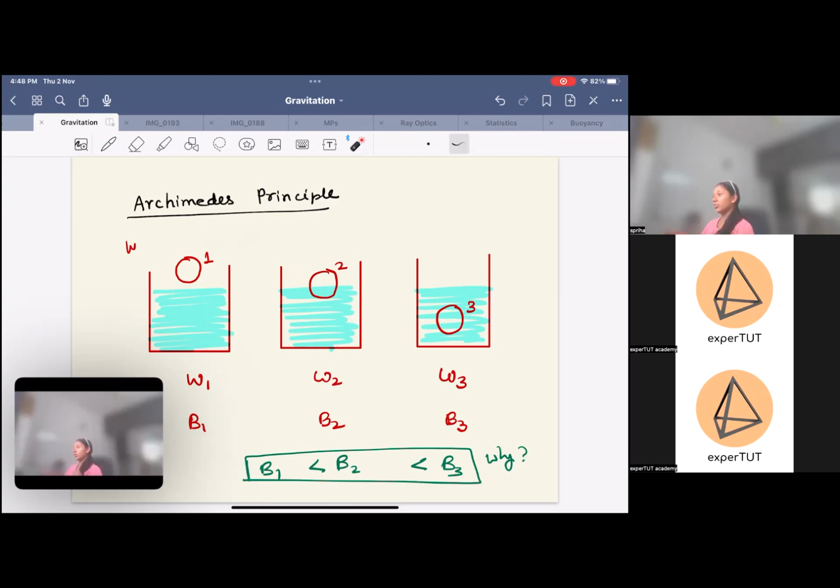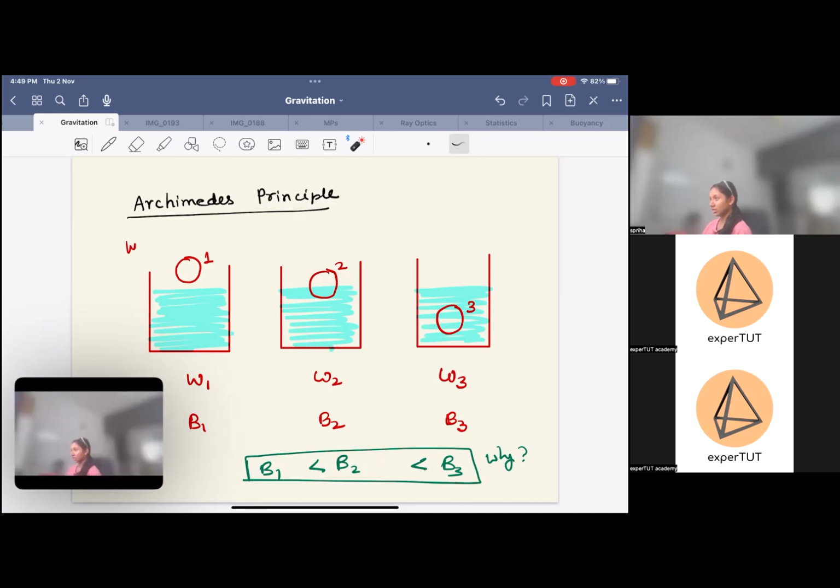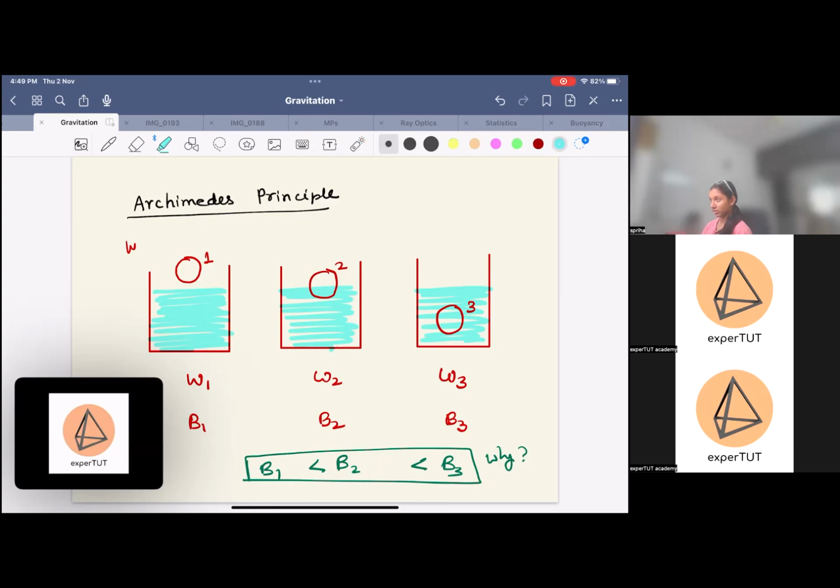Because the buoyant force exerted is very less than that of the object. And again, you are saying B2 is less than B3. Give me a reason why it is less than B3. Because the weight is less, the weight may also be less. No, okay, first let's do this, tell me the answer. What is the order of W1, W2, W3?